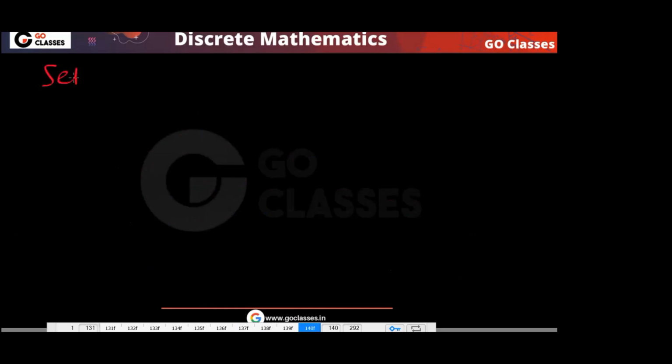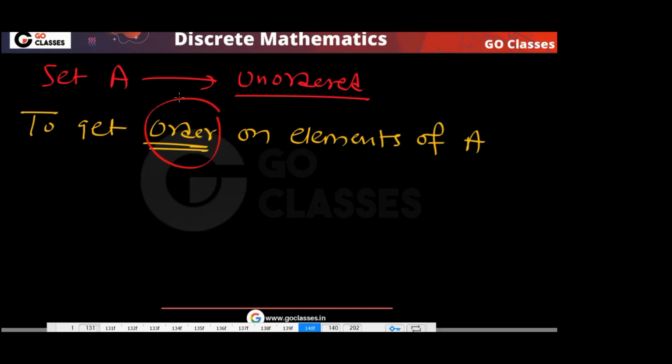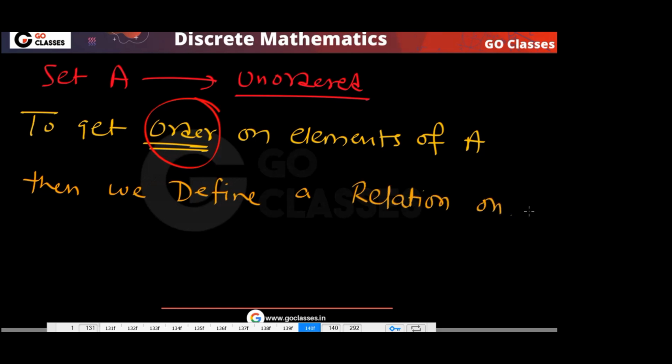So you have a set. This is the simple idea that you have a set, and this set is definitely unordered. Now what we want is to get order on the elements of A. What do you do? Tell me. If you want to get order on the elements of A, then we define a relation on A.